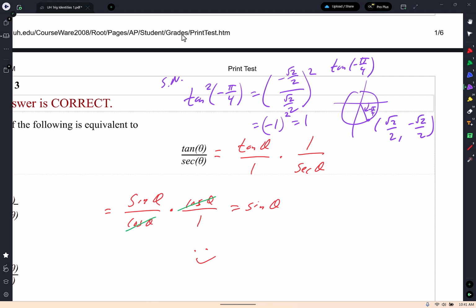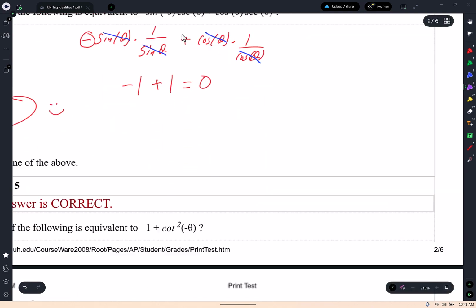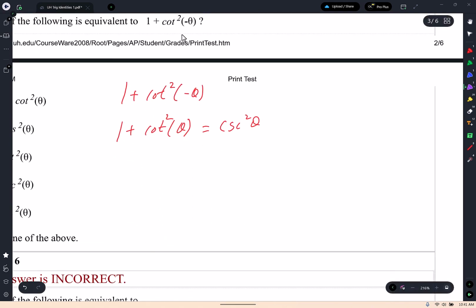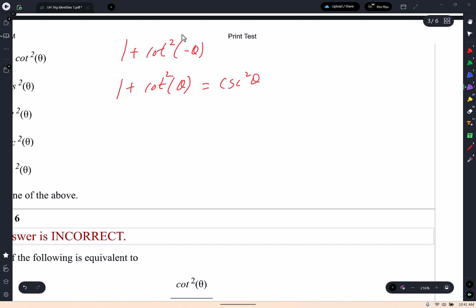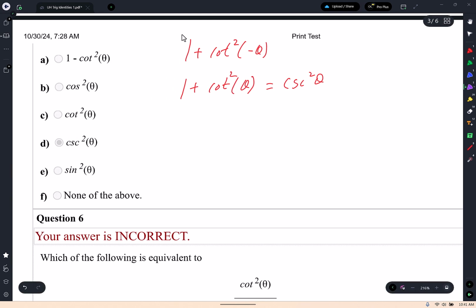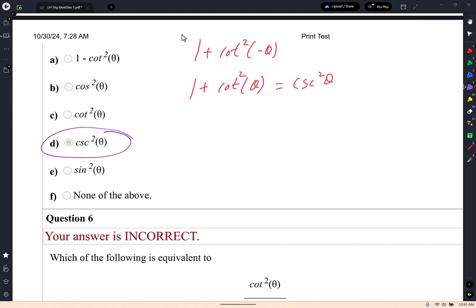Positive 1, see? And if I were to say tan squared of pi over 4, well, that's just going to be 1 squared, and you just get 1. Look, positive 1, positive 1. So if I have a negative angle, I just turn it into a positive, and we're good. Cool or not cool? There it is. And then just choose cosecant squared. And there's my cosecant squared.